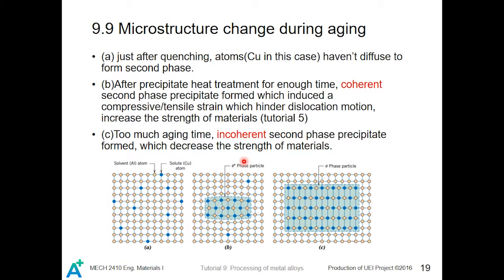However, if the aging time is too long, the precipitates will get bigger and bigger, and eventually incoherent second phase precipitates will form, which actually decreases the strength of the material. As in this case, no compressive or tensile strain will be induced by this second phase particle.